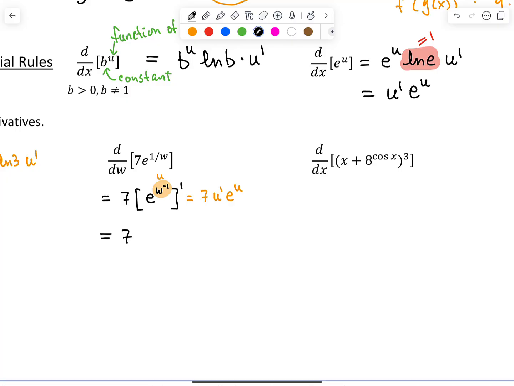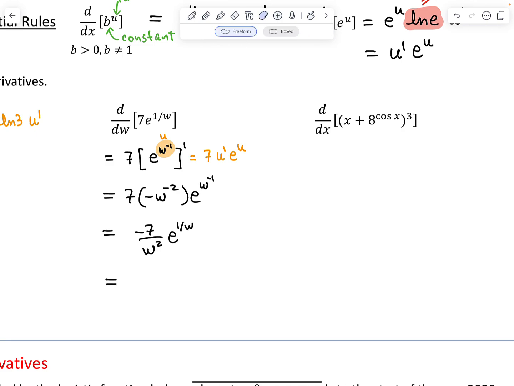So the 7 stays. I'll put the derivative of w to the minus 1 first. That derivative is negative w to the minus 2 using the power rule, and then I rewrite e to the w to the minus 1. Now I could rewrite this. We'll have negative 7 over w squared times e to the 1 over w. Or you could multiply this into the numerator and write this as negative 7 e to the 1 over w all over w squared.